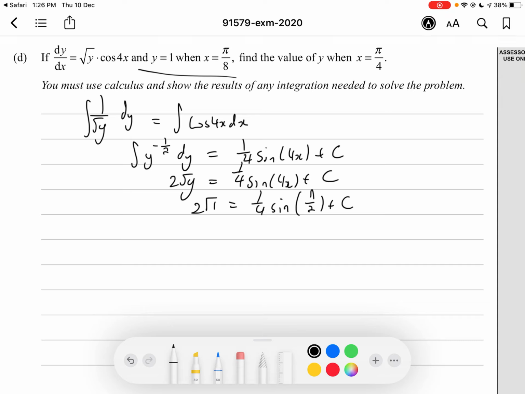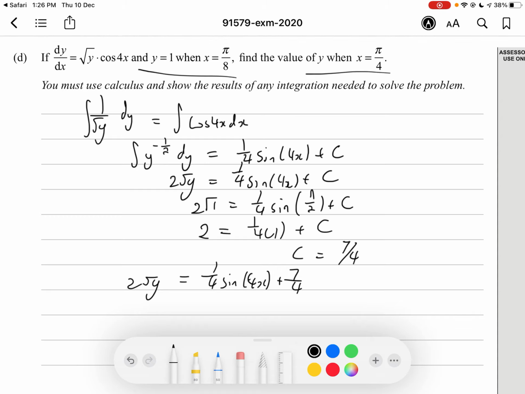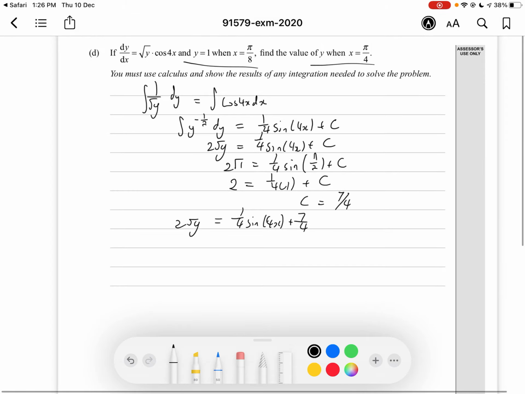Alright, so we know that sine pi over 2 is 1, so this will give us 2 equals 1 over 4 times 1 plus c, so therefore c equals 7 over 4. So we should get 2 root y equals 1/4 sine of 4x plus 7 over 4. So we need to find the value of y when x equals pi over 4.